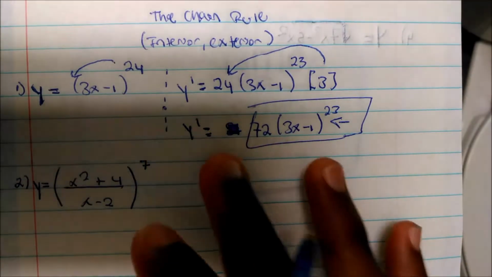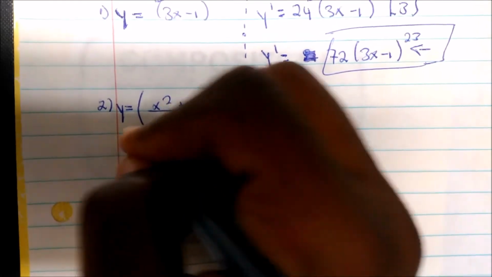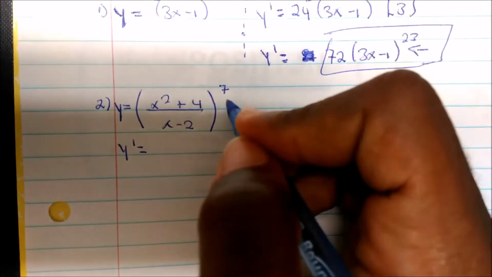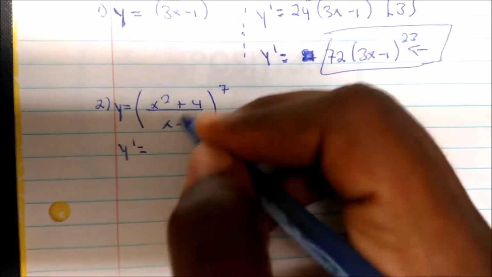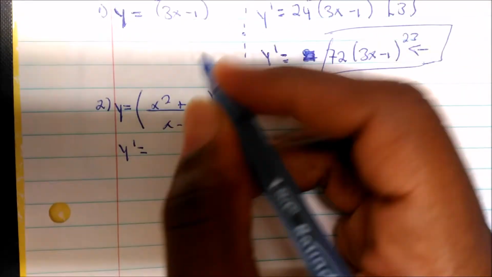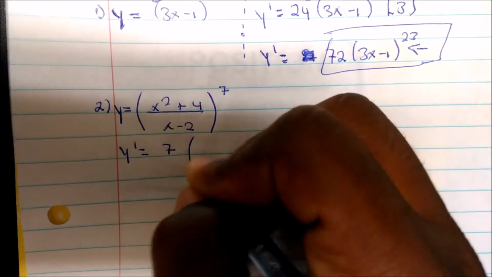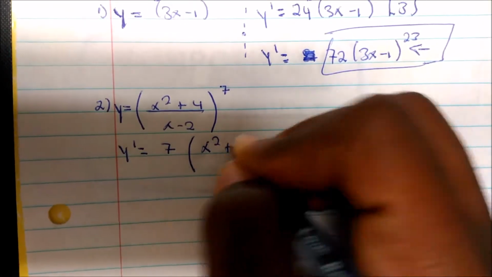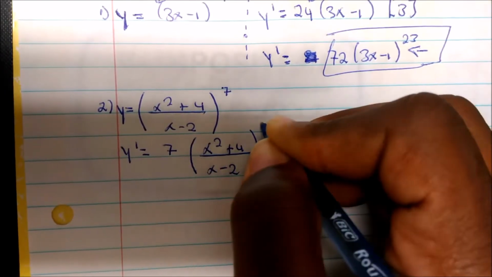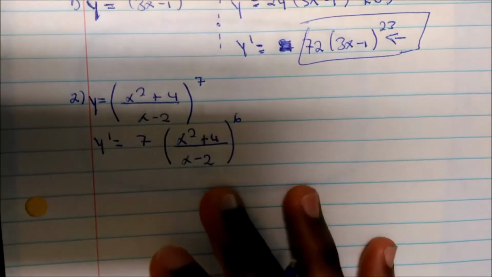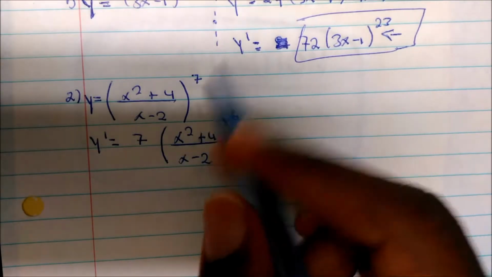Right? Let's look at another one. How about this one? So y prime, nothing changes. I'm going to bring my 7 down, do 1 minus that, and then multiply by the derivative of the inside. That's what the chain rule says. So this will be 7 multiplied by x squared plus 4 over x minus 2 to the 6th power. Yes?